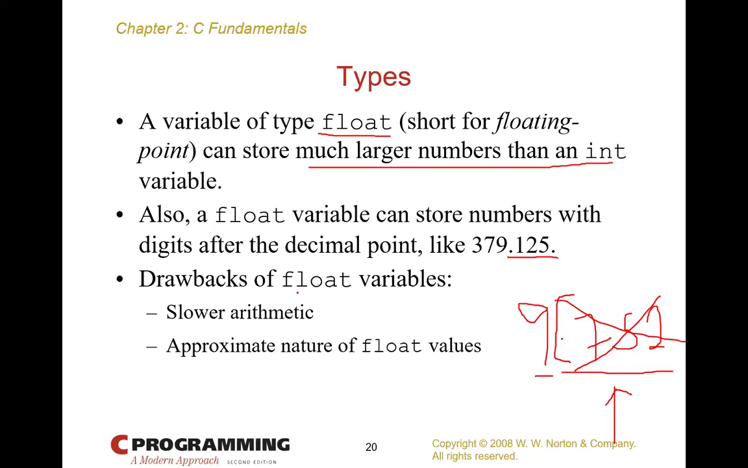Okay, what is the disadvantage of using float? It is slow. Also, it is an approximate. Okay, in some cases it is not approximate, but in many mathematical cases it's an approximate. Is there anybody who can think about why we say float is an approximate? Anybody?